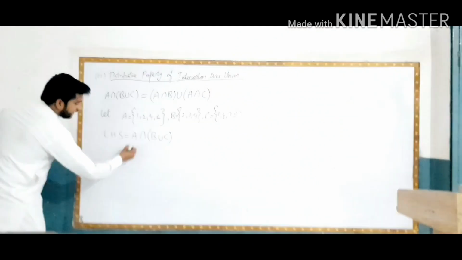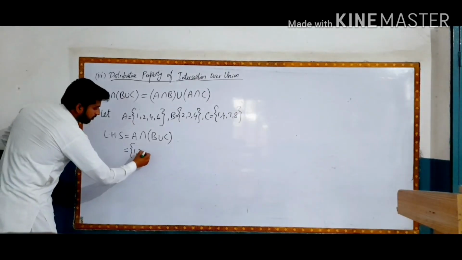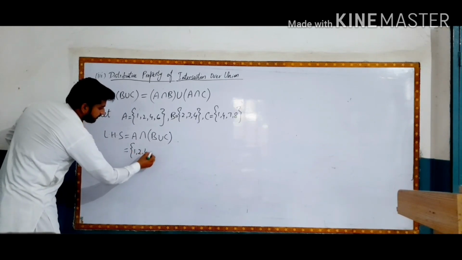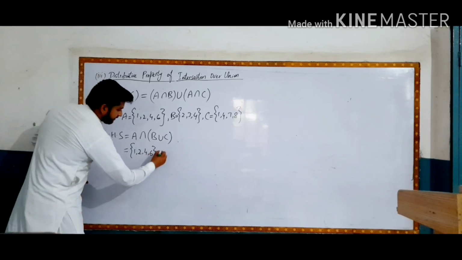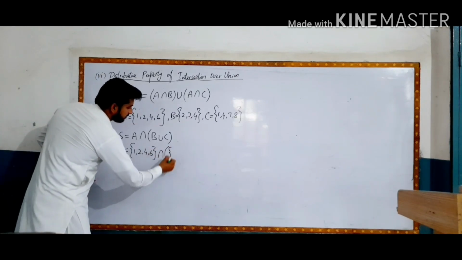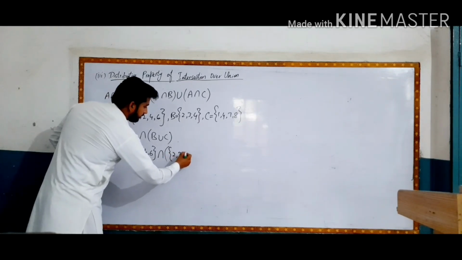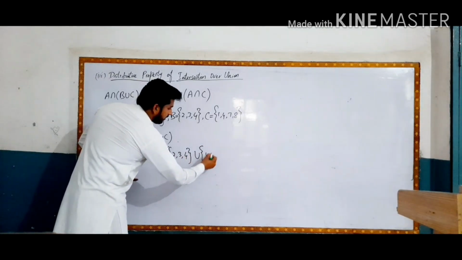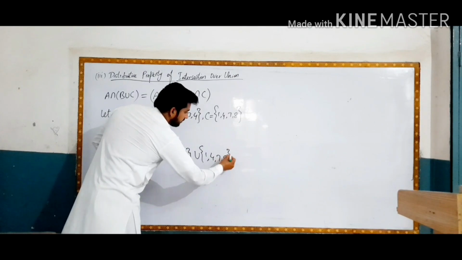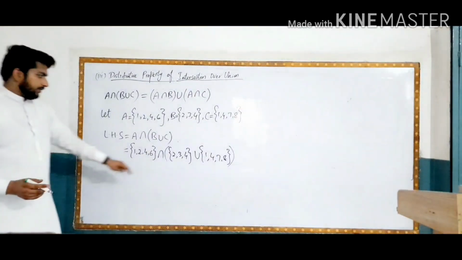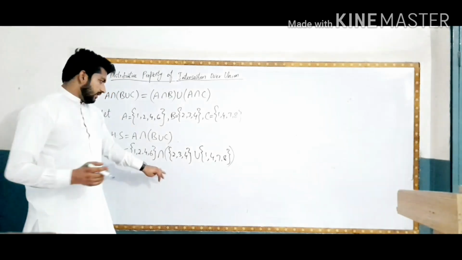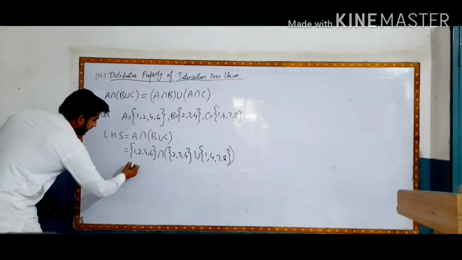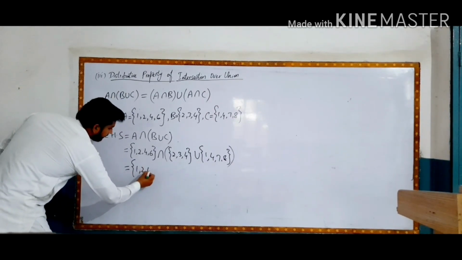So write these sets in mathematical form. A set is 1, 2, 4, 6, intersection, bracket, B set 2, 3, 4, union with set C 1, 4, 7, 8, bracket close. So first of all, we have to solve the bracket. We have to take the union of these two sets.